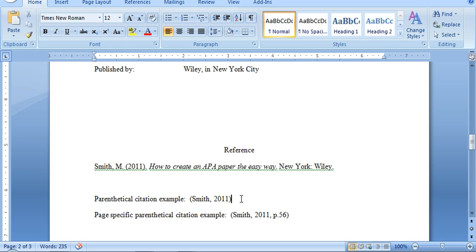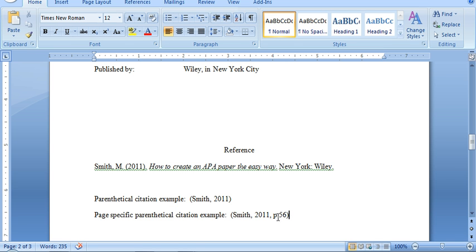If we wanted to reference a particular page within the book, we'd simply tag it on at the end. So Smith, 2011, p. 56. Please note that here we include the letter P in lowercase and a period immediately before the page number. We only do this with books and newspapers. We do not use the letter P and a period whenever referencing page numbers for journals or magazines. So once again, we only use that P for books or newspapers.